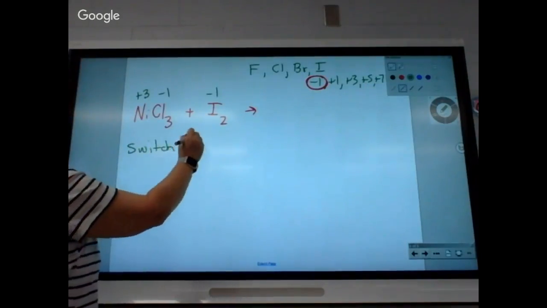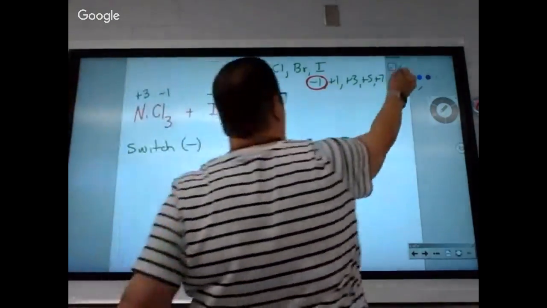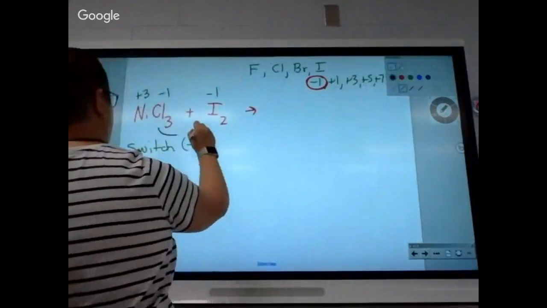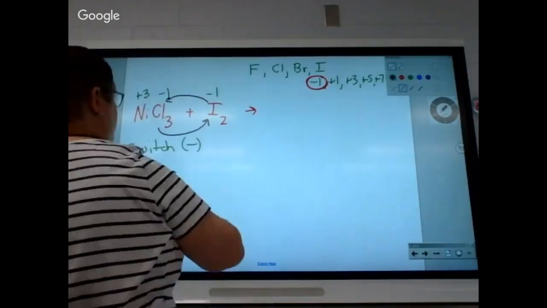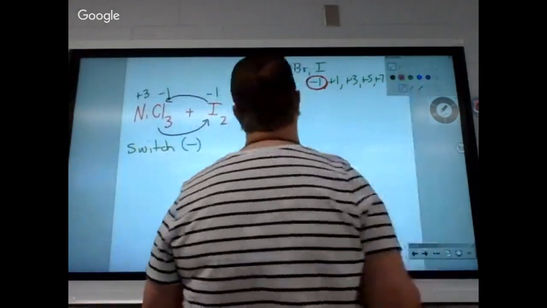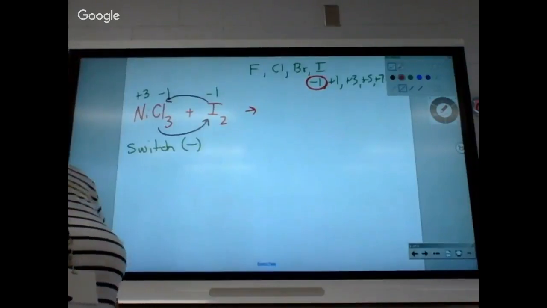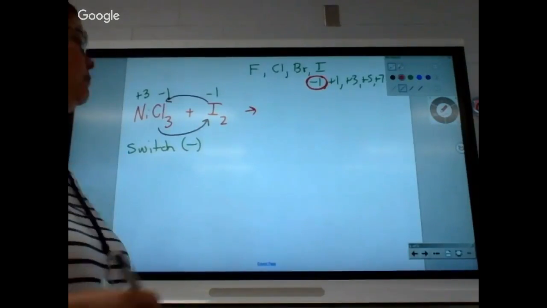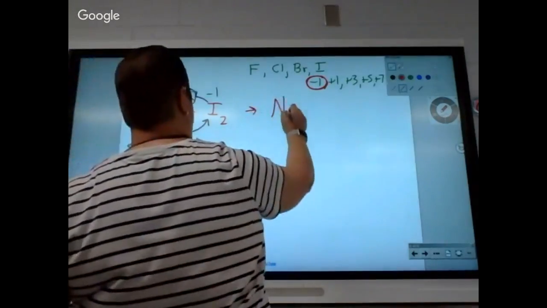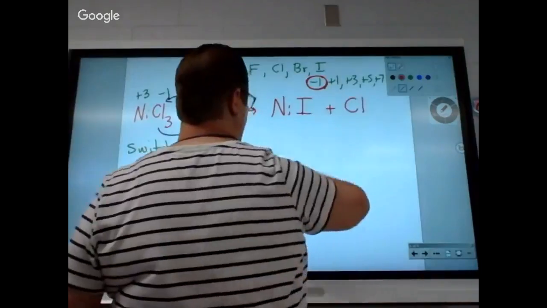All right, so this time we're going to switch what? You're switching the negatives. So the Cl and the I. So Cl is going to go here, and I is going to go there. So who is going to be paired with who on the other side? And I is going to be with the I, okay? And then that leaves Cl by itself.